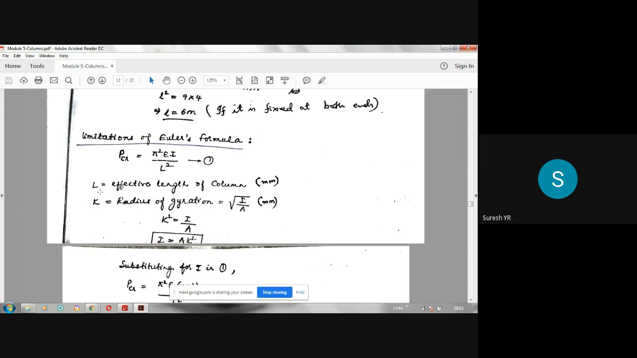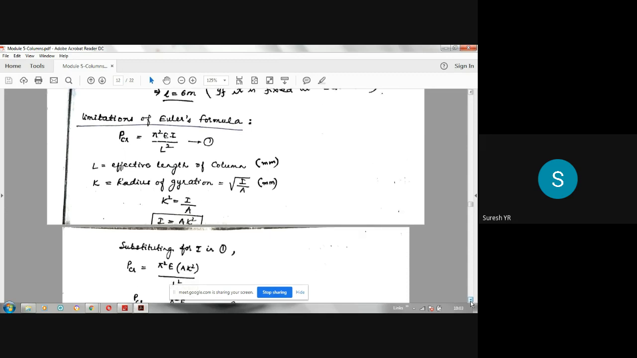See here, normally this L is expressed in millimeters. Let us take K as the radius of gyration, which I had explained on that day. It is the square root of I by A. Moment of inertia divided by cross-sectional area. It is the radius of gyration. So if you square both sides, you will get K square is equal to I by A, or I is equal to A into K square. Now you substitute this value of I in this formula 1. In the place of I, you put A K square. So substituting for I in 1, what you will get?